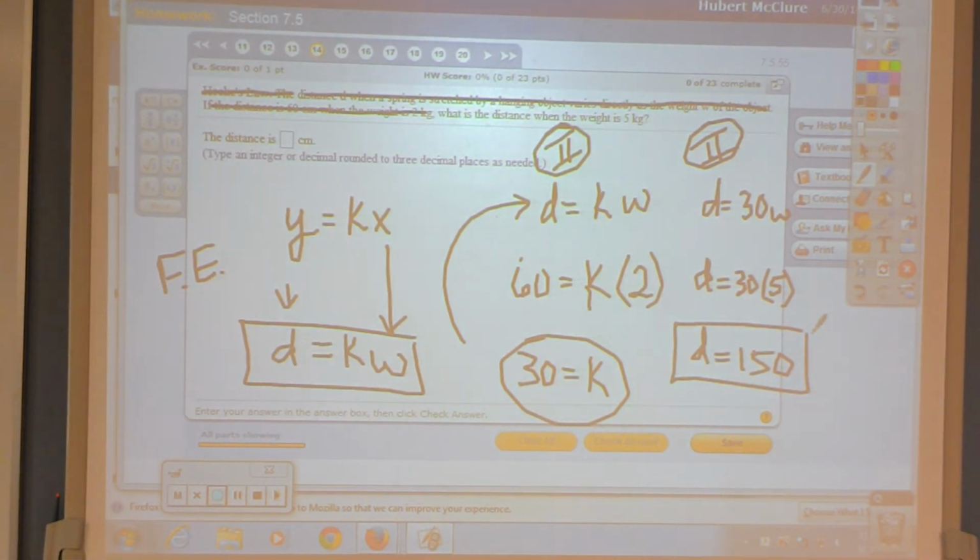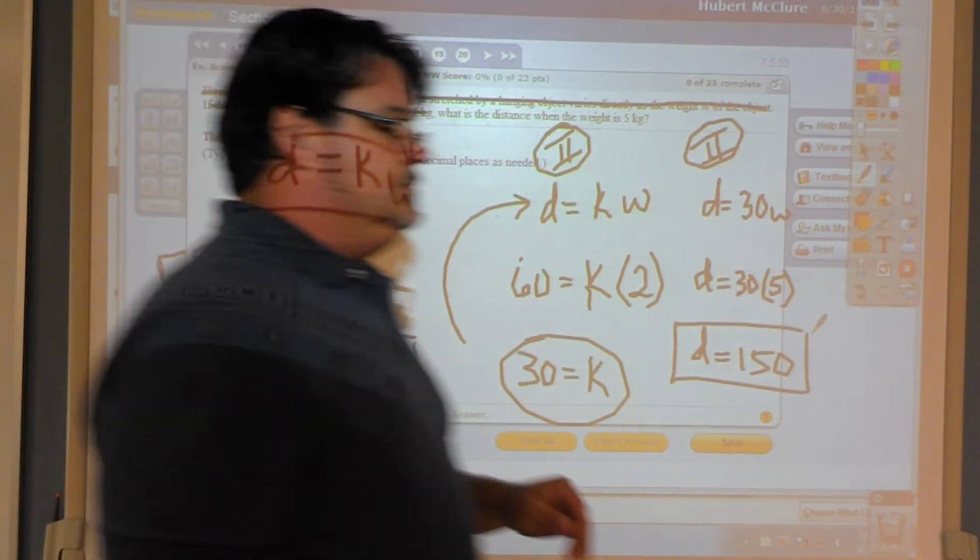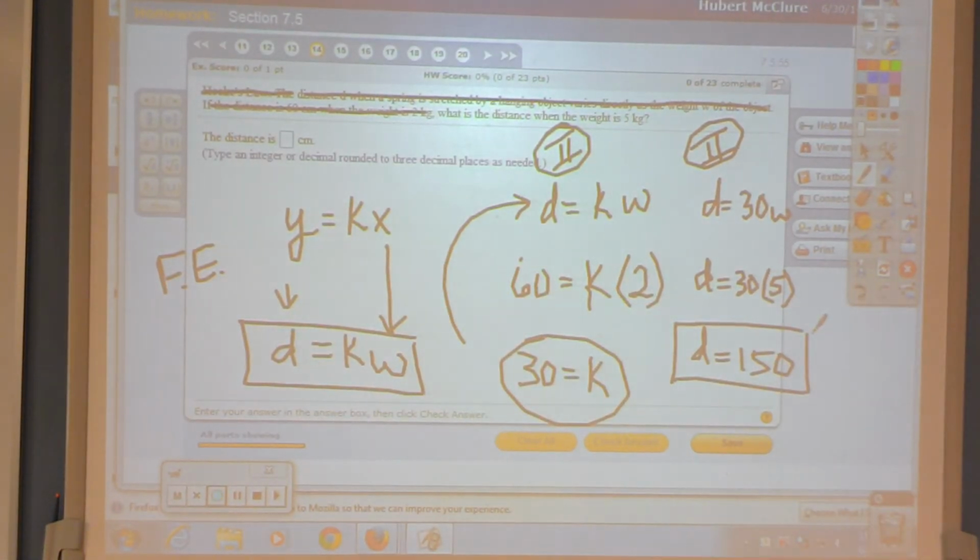The first couple of problems you're going to have on homework is just finding K, and they're going to ask you for the equation. The second type of problem is going to be like this one. Number 14 is your first problem. So 14 through 23 is pretty much going to be these type problems, unless they throw something else in there I don't know about. So let's do another one.